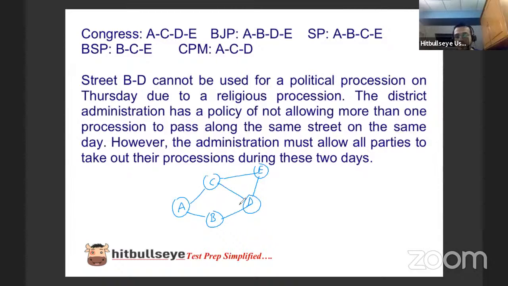Right, so this is the one. Thursday we cannot use BD, right? So there are 2 days. One is Thursday. Before we go to the questions, please help me understand which of the political parties will do their procession on Thursday and which of them will do on Friday. Yes, please help me mark over here.